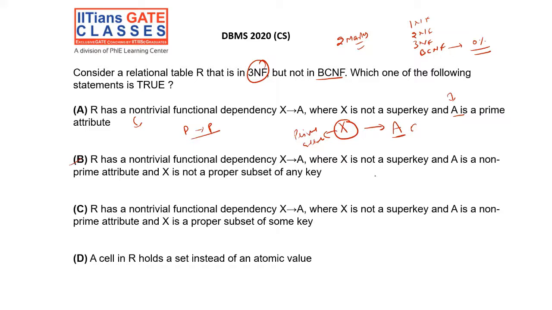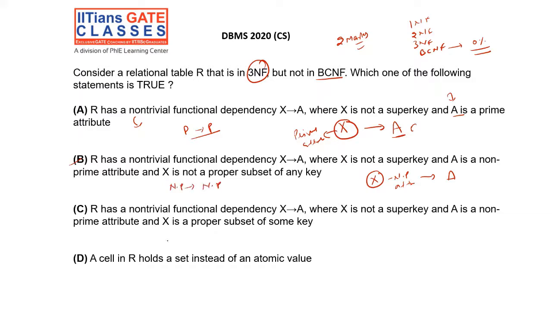So it means this X is not a prime attribute itself. It's not a super key. It's also not a proper subset of any key. So X is a non-prime attribute, right? X implies A, and A is also a non-prime attribute. So here the functional dependency is non-prime implies non-prime.